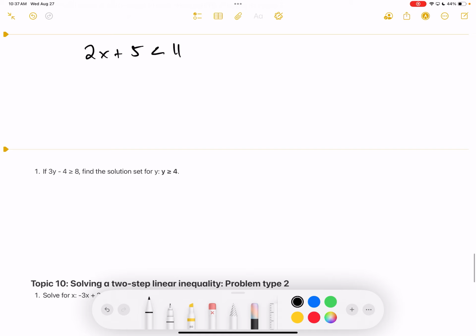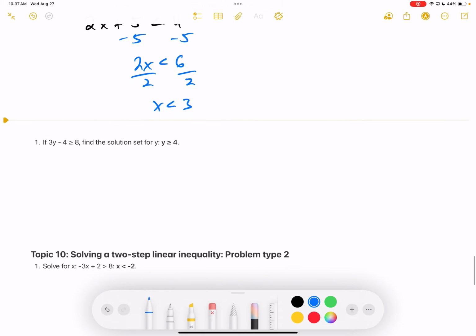All right, so these, just like we've been doing, the only thing you got to watch is if you ever divide by a negative, you got to flip the sign. So to get x by itself, I'm going to move the 5 over by subtracting 5, and then divide by 2 to get x completely by itself. So very similar to what we were just doing. You just have that one rule.